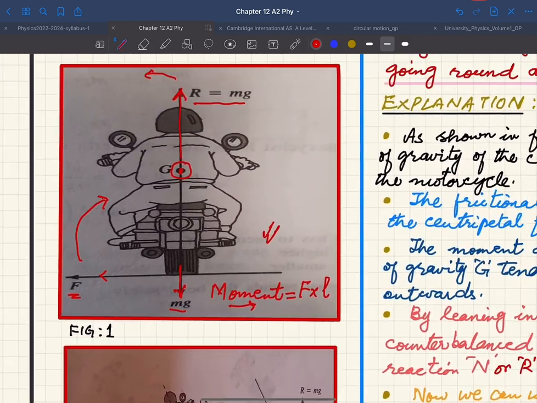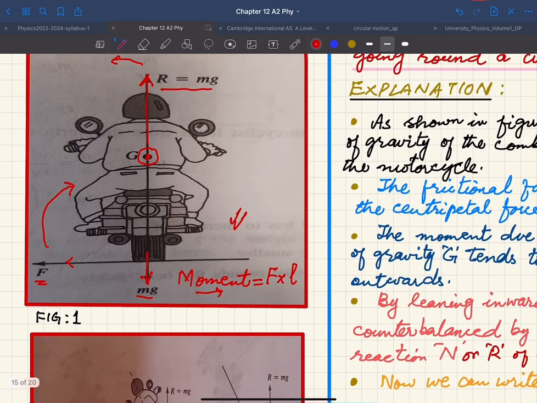Here again we can see this diagram. In diagram 1, as I said, the normal reaction and weight are in line, and they are balancing the effect of each other. This is the frictional force between the tires and the road, and this will give you a turning effect. A clockwise moment will act upon the motorcyclist, and as the turning will be clockwise, the motorcyclist will fall away from the center of the circle.